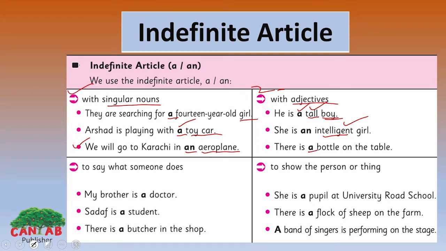Look at the third usage. It's to say what someone does. My brother is a doctor. Sadaf is a student. There is a butcher in the shop.